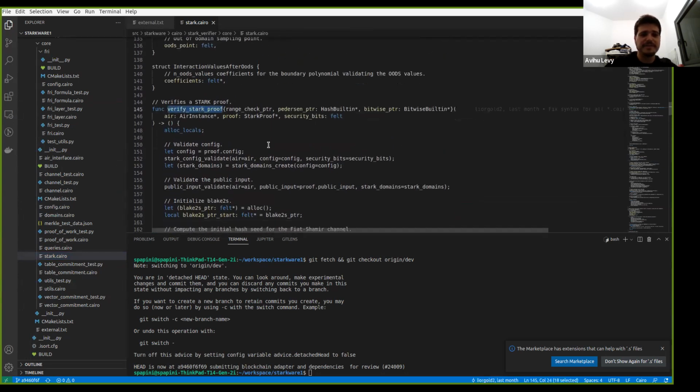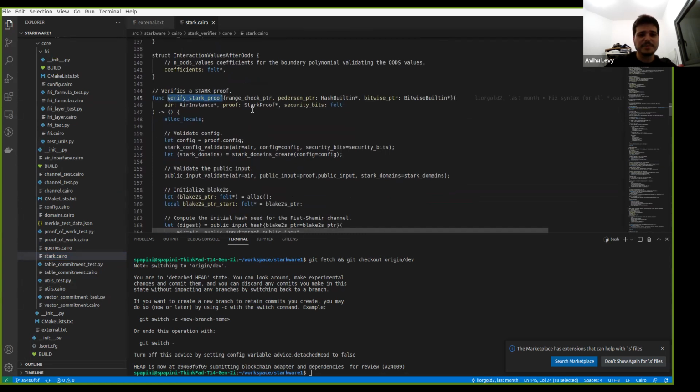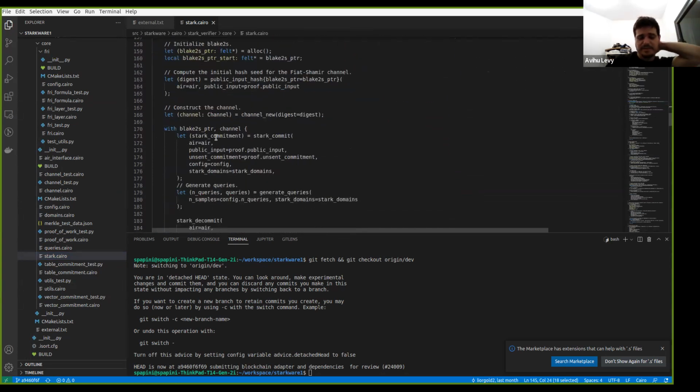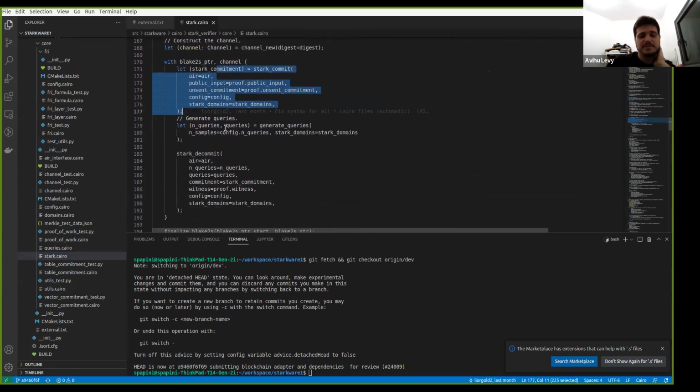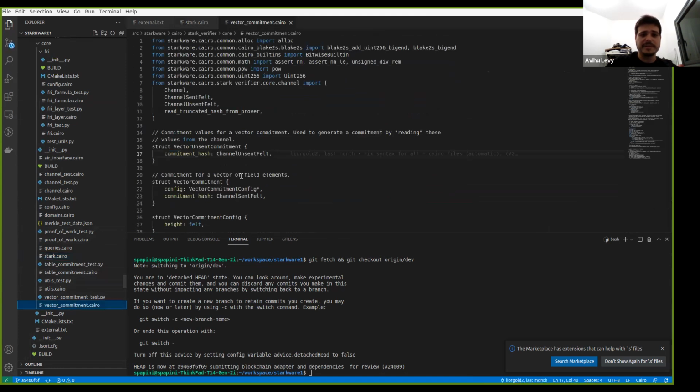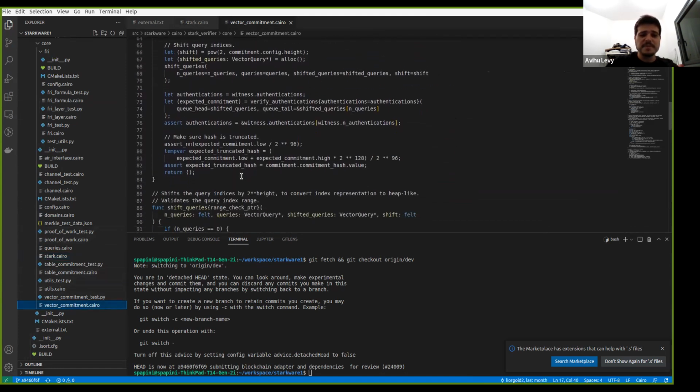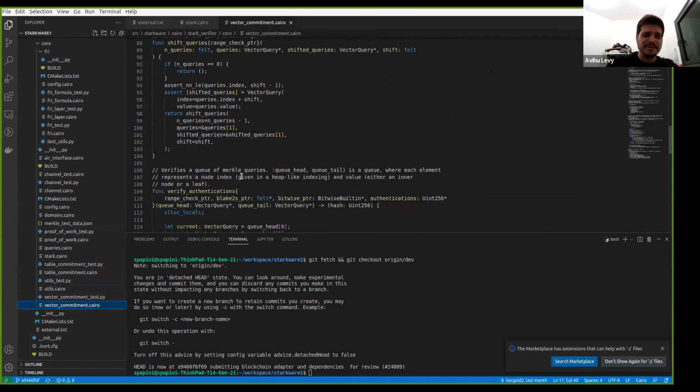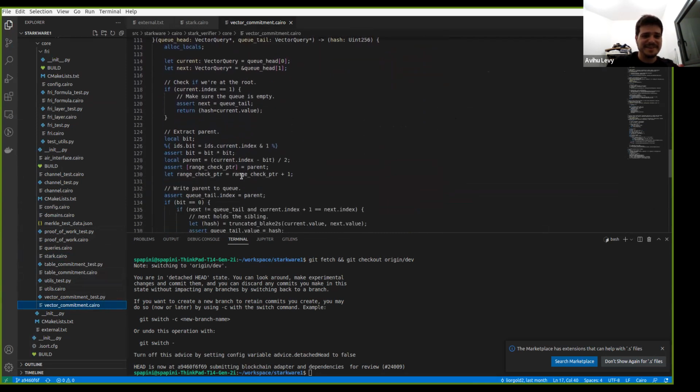This is a verify stark proof. You get a stark proof. We have the commitment phase. We generate queries. We have a decommitment phase. Somewhere we have a vector commitment, which is basically verifying the Merkle tree. It's all pretty standard code. I'd say nothing out of the ordinary. And yeah, like I said, in a few days, I think maybe next week, we should have it externalized so you can see it for yourself.